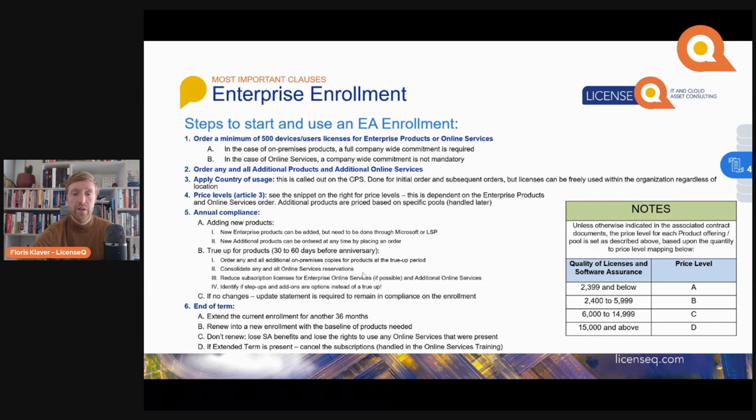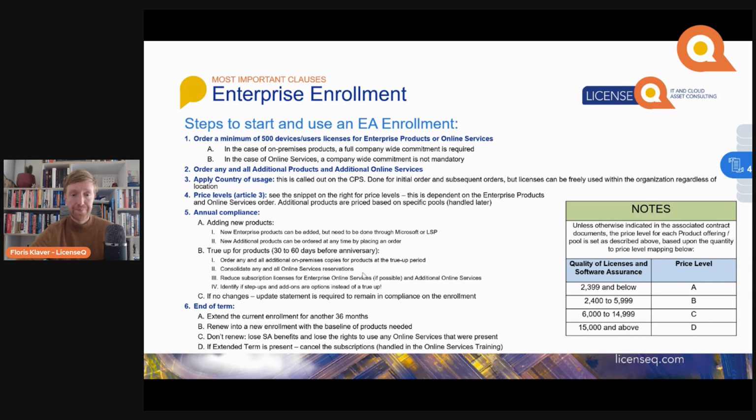Then, if you've decided what to standardize on, you order any and all additional products and additional online services. This can be anything that is not an enterprise product or an enterprise online service. And you need to apply a country of usage to this. Microsoft will never ask you to do this, but it is called out on the CPS. It's a Microsoft internal thing, and it's done for the initial order and for subsequent orders that you're going to place. But licenses can always be freely used within the organization, regardless of where you assign the initial location.